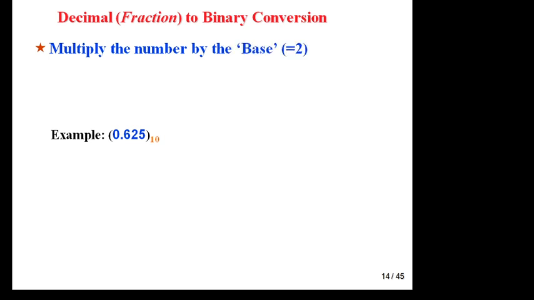You have to multiply that number by the base. Suppose this is your example, and you have to separate integer and fractional part, and the final answer will be the integer part in forward direction from top to bottom. In case of integer part, it is bottom to up. In case of fractional part, from top to bottom, because in this case MSD is this and this is LSD.